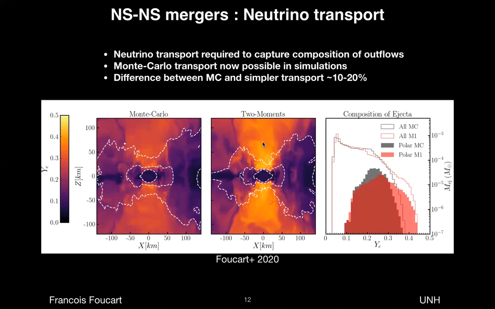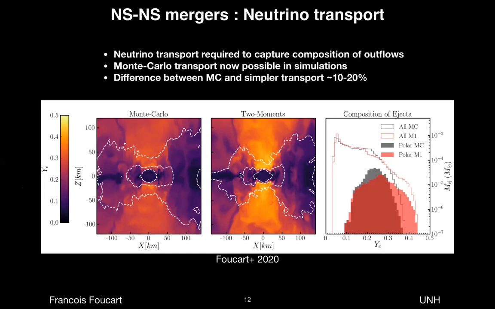And you can see that there are some pretty significant differences in the composition of the outflows at the level of maybe 0.05 to 0.1 change in the electron fraction YE, which is actually a fairly significant change if you think about the outcome of nucleosynthesis in these systems. So the moment scheme allows you to qualitatively predict what kind of outflows you will get and where the more neutron-rich or less neutron-rich outflows are going to be. But it's quite likely that if we want detailed predictions for the composition of the outflows, we will have to actually use these more advanced neutrino transport methods.